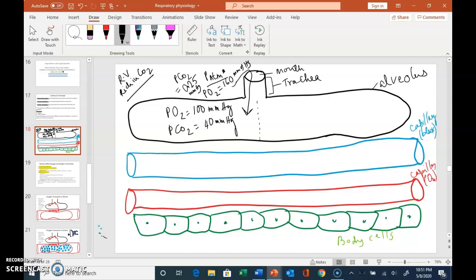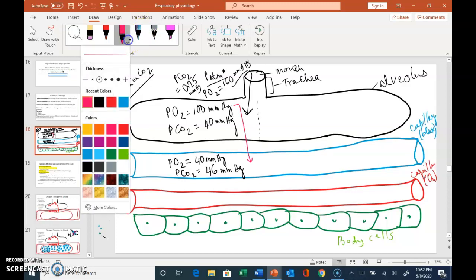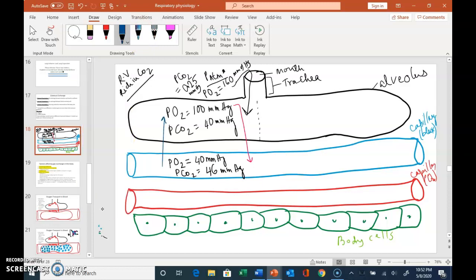All right, now let's look into the venous end. At the venous end, right here, we have blood that has a lot of carbon dioxide. So here, the partial pressure of oxygen is low. It is about 40 millimeter of mercury. And partial pressure of carbon dioxide is about 46 millimeter of mercury. Now, let me change color, can you tell me which way will oxygen move? Obviously, oxygen will move from here to here. Which way will carbon dioxide move?